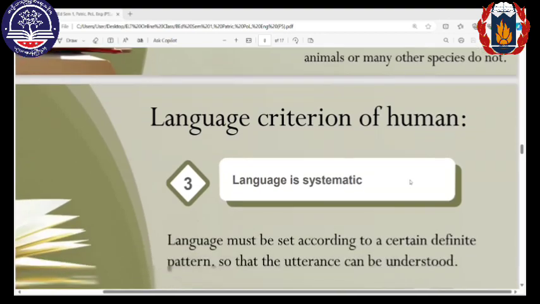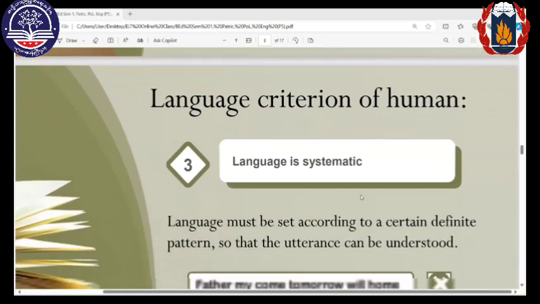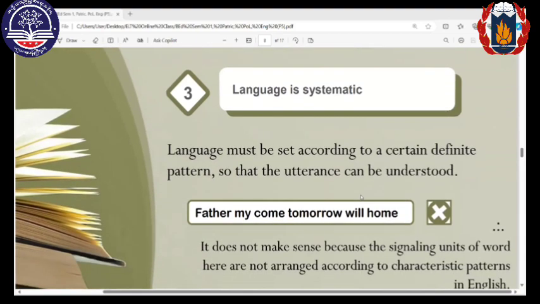Next one, language is systematic, right? It is a formal symbolic system. It has definite patterns and systematic rules.